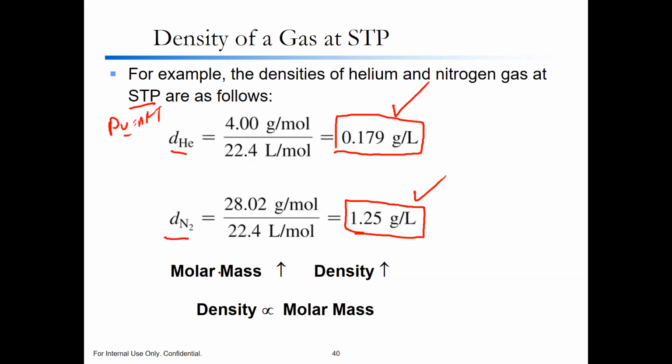So what do we notice here? The bigger the molar mass, the higher the density. So density is proportional to molar mass. The bigger the molar mass for a gas, the more dense it is.